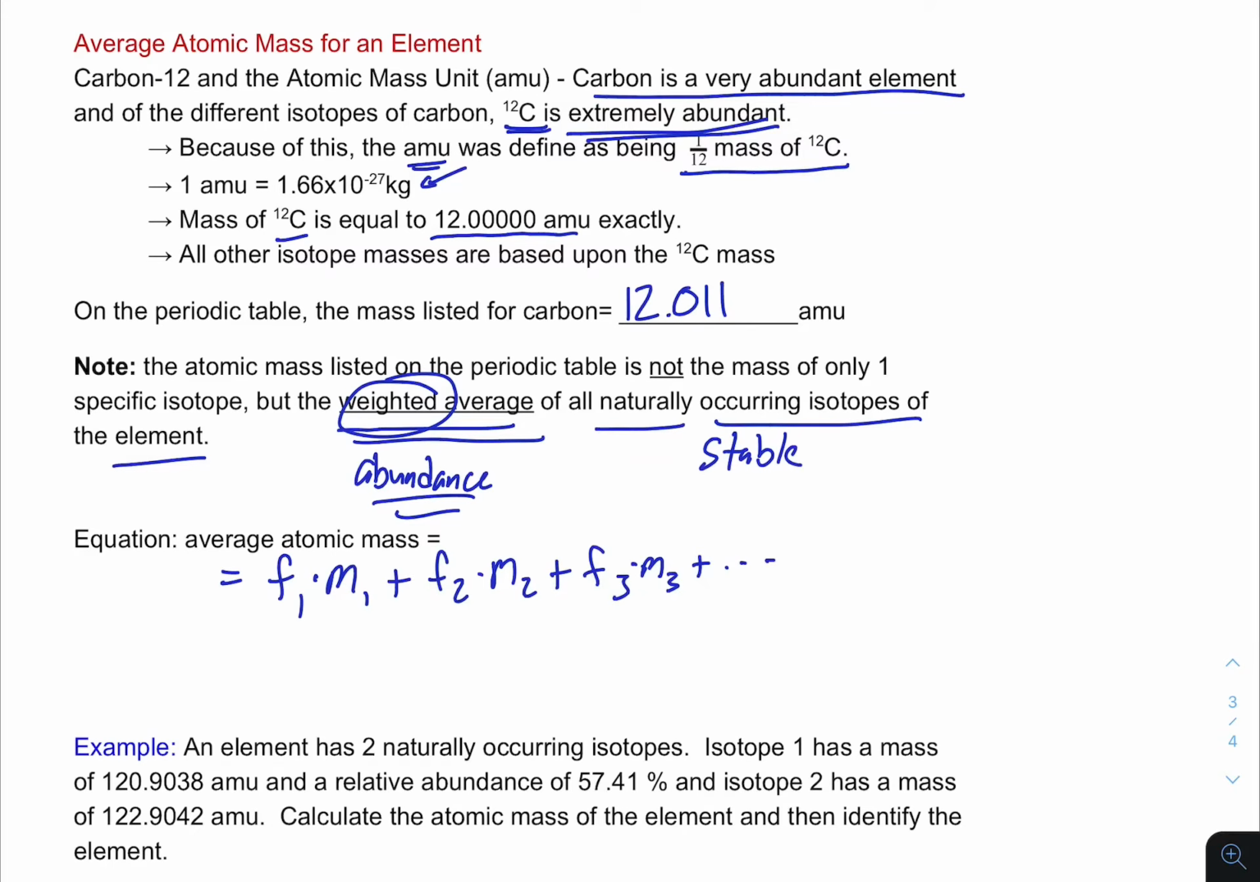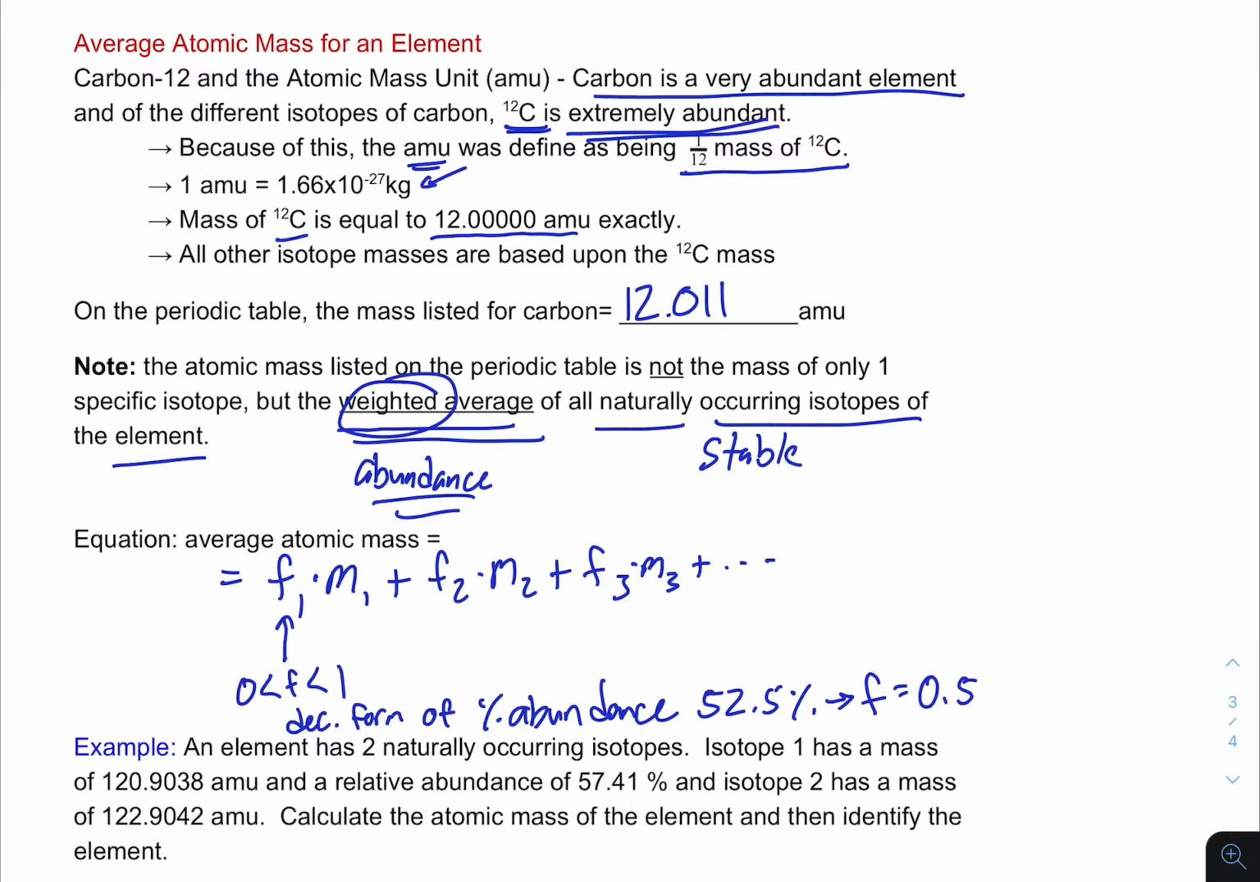Now, what do we mean by fraction? Our fraction here is some number between 0 and 1. And it corresponds to the decimal form of the percent abundance of that specific isotope. So if something is 52.5% in its abundance, that would mean its fraction is going to be 52.5 divided by 100, or 0.525. And that's the fraction of all the isotopes present that would be that amount for that specific isotope.